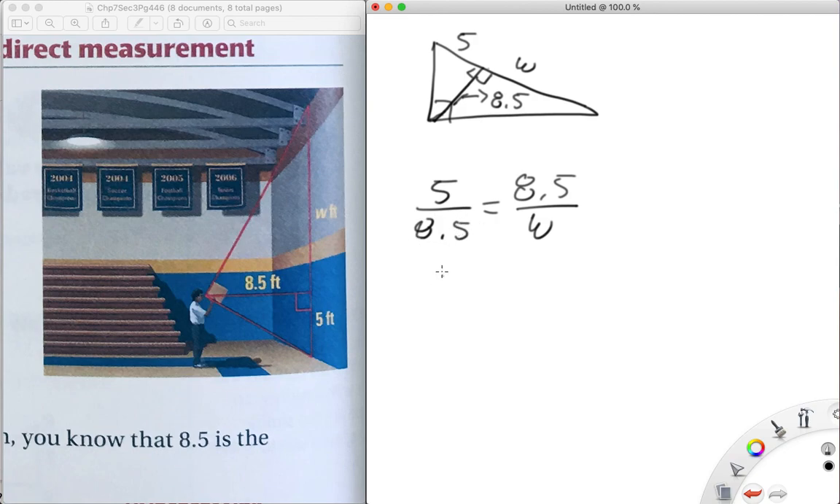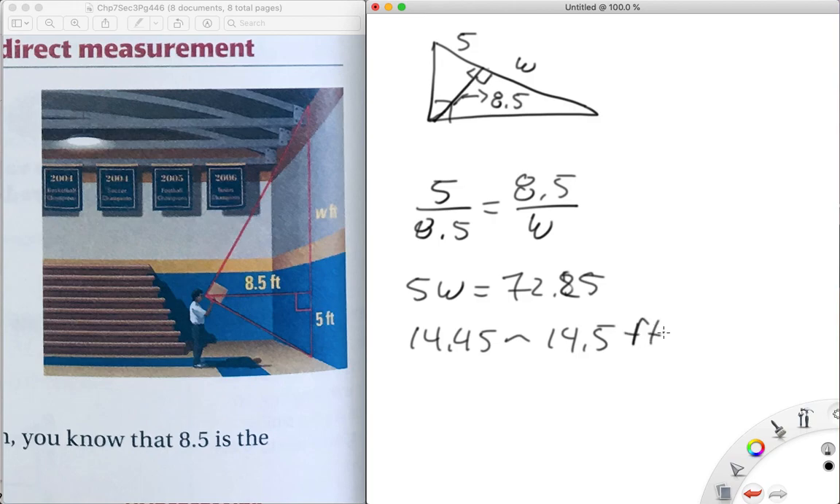So this is going to be 5W equals 8.5 squared, which is equal to 72.25. Divide that by 5, and you get 14.45, which is about, we're going to go to the nearest tenth since I think that's what the book says, 14.5, using the geometric mean of the altitude.